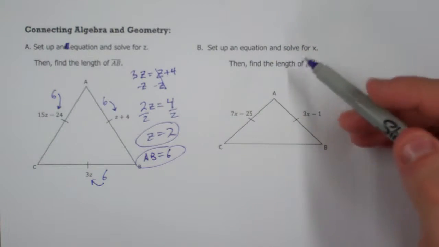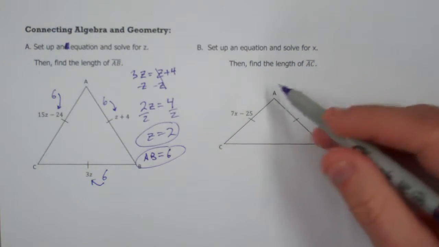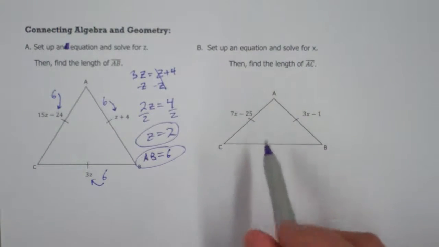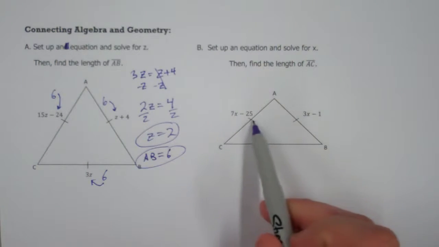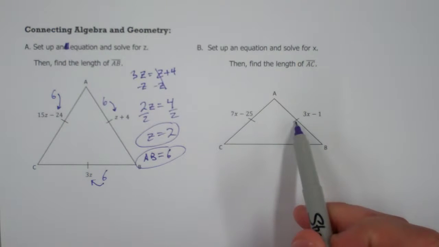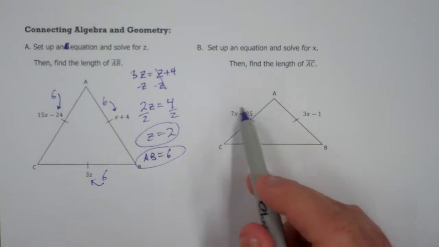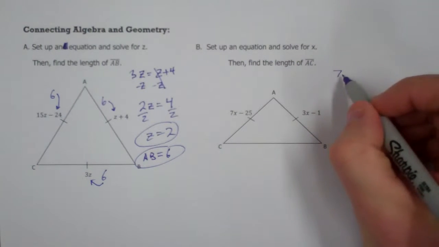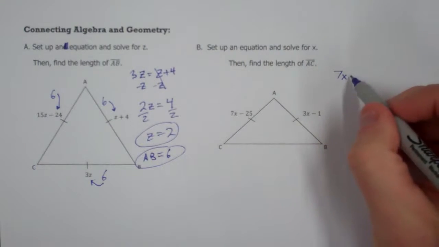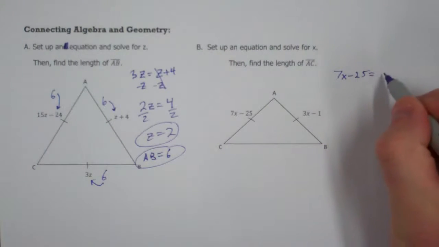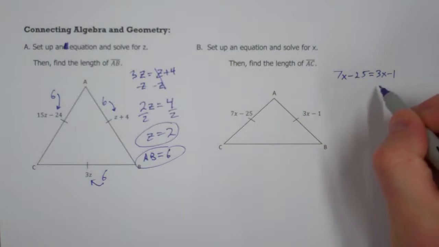Part B, we need to set up an equation and solve for x. Then we're going to find the length of AC. If we look at our tick marks here, we've got congruent tick marks on these two sides of this triangle. This one's going to be an isosceles, I believe. And what we'll do then is we'll take the measure of this side and set it equal to the other side. So we've got 7x minus 25 equals 3x minus 1.